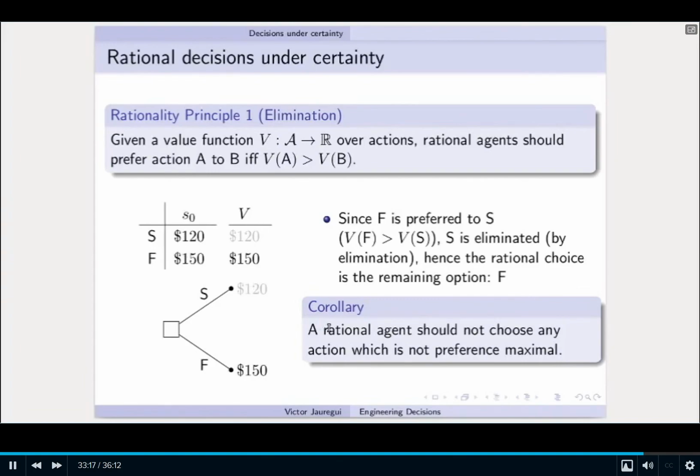Now, in general, that means that if we look down here in this bottom corner, a rational agent, a rational decision maker, if we're rational in how we go about making decisions, we should never choose any action for which there is an alternative action that gives us a more preferred outcome. In terms of these big V values, we should never choose any action S for which there is an action F which has a higher value, where that value measures our preferences.